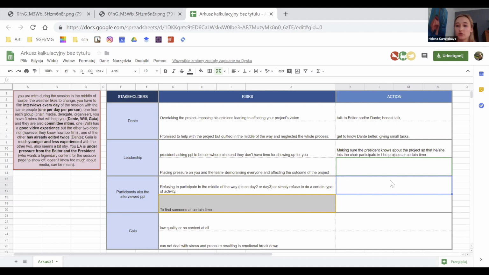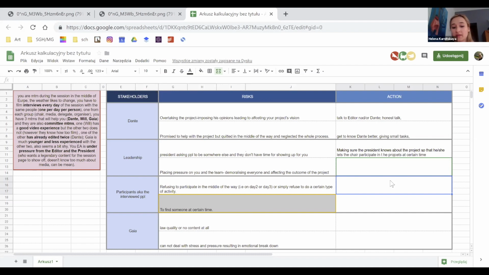That's why you either should have someone with you who's quite experienced with interviewing people in terms of getting a certain kind of content, or you should be experienced yourself or have some knowledge on how to interview people properly. When you have someone who has no experience, it would be nice to pair them up with someone more experienced. In that case, I would pair Gaia up with Will, because Will has experience with videos, but he's not as bossy as Dante. So he will probably help her more.